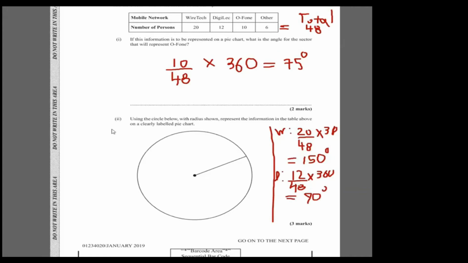And then let's work out others. I'm going to write OT for others. For others, it's going to be 6 over 48 multiplied by 360. And so you do the honors and work out this, 6 over 48 times 360. And I think I'm going to be getting 45 degrees.